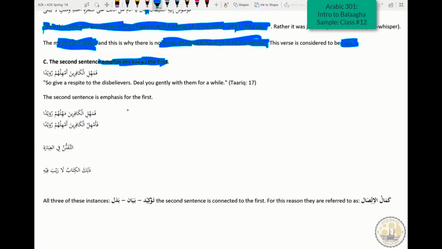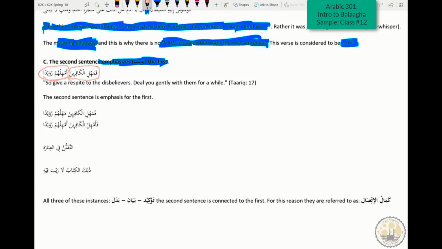Here's an example from Surah Al-Tariq. فَمَهِّلِ الْكَافِرِينَ أَمْهِلْهُمْ رُوَيْدًا. Allah Azza wa Jalla says what could be translated to mean, so give a respite to the disbelievers, deal gently with them for a while. First, identify the two sentences. فَمَهِّلِ الْكَافِرِينَ is the first sentence. أَمْهِلْهُمْ رُوَيْدًا, second sentence. Notice that there's no wow.